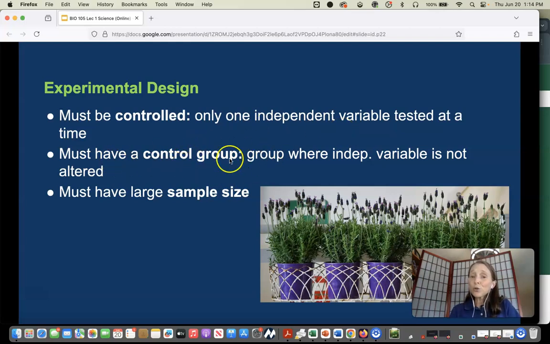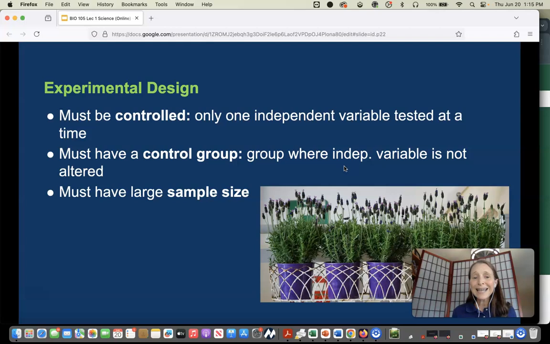Now, you must have a control group, and that control group is the group where the independent variable is not altered, meaning that in this case, you would not give any fertilizer. So your control group would have no fertilizer, and then your experimental group would be given fertilizer.